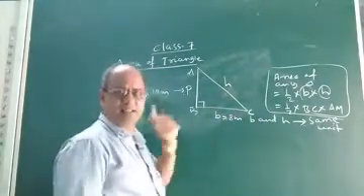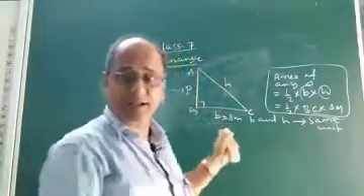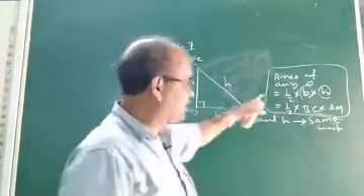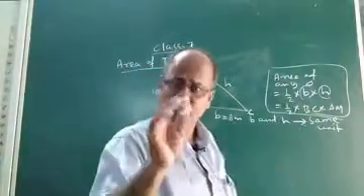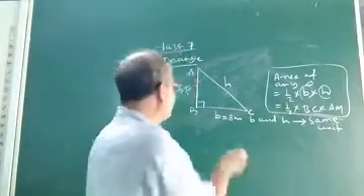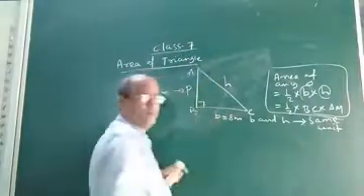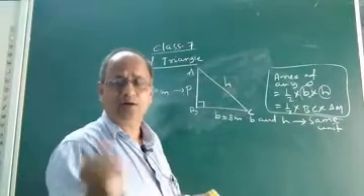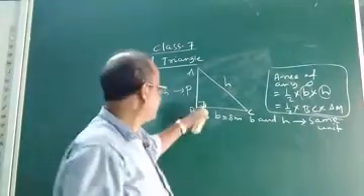In this case the triangle is specific, it is a right angle triangle. Now how to find its area? Can we apply this formula, half into base into height? The answer is yes. When we are talking about a right angle triangle, as I told you, this is a right angle.